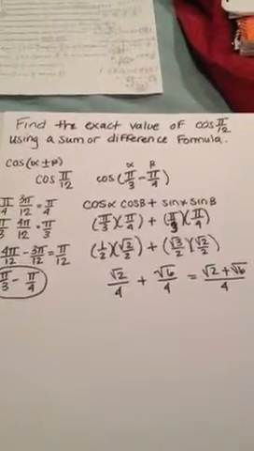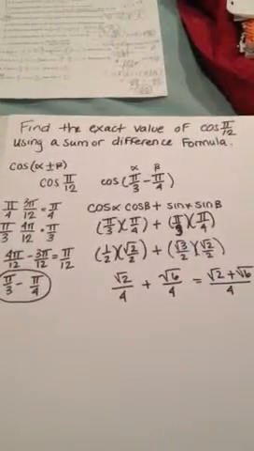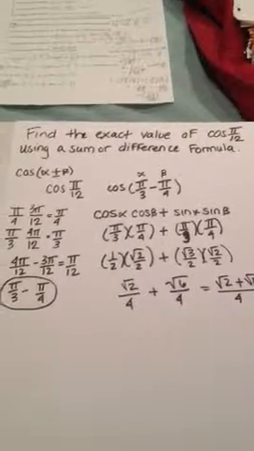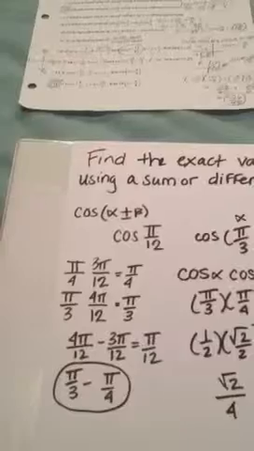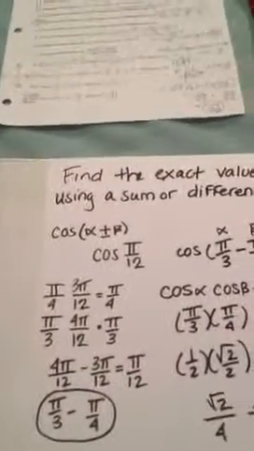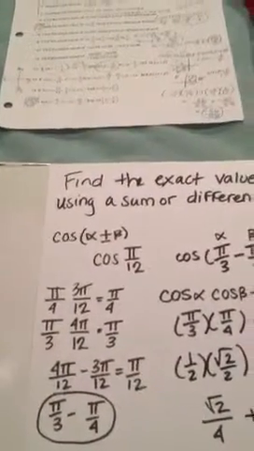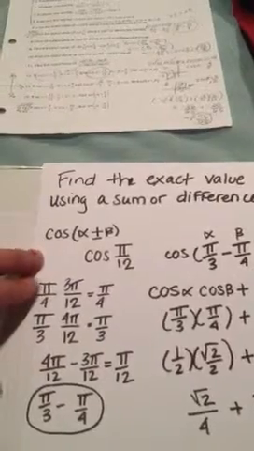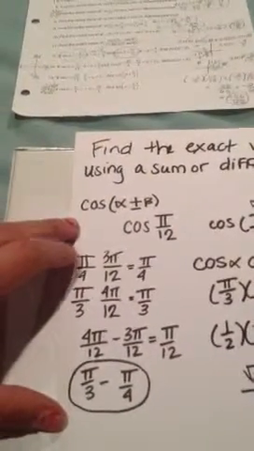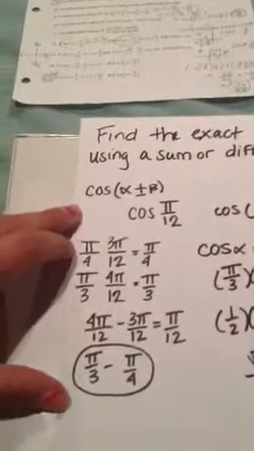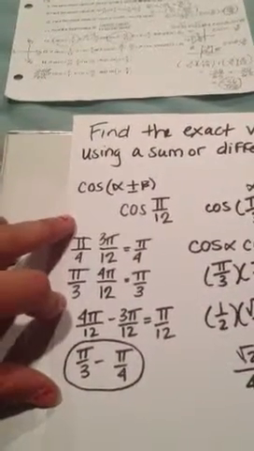Find the exact value of cosine of pi over 12 using a sum or difference formula. The cosine formula is cosine of theta plus or minus beta. So to find cosine of pi over 12, you take the two common angles of the unit circle that can add up to 12. That was pi over 4 and pi over 3.